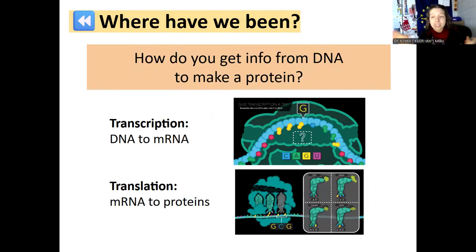Transcription is the process where the DNA information becomes messenger RNA, and translation is the part where messenger RNA becomes the information in proteins. This is a ribosome. It's a little machine in the middle.